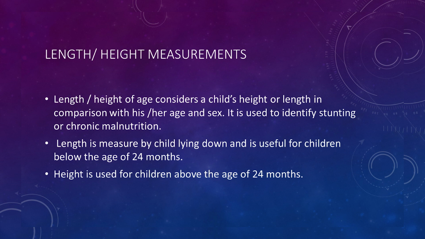Length is measured with the child lying down and is useful for children below the age of 24 months. So for a child less than 2 years, we measure in a lying or recumbent position. Height is used for children above the age of 24 months and is measured with an instrument in a standing position.